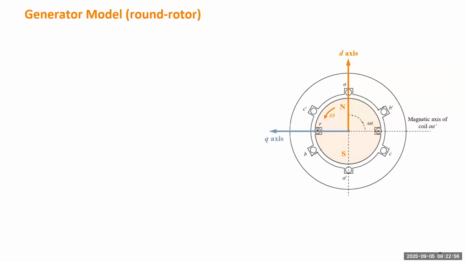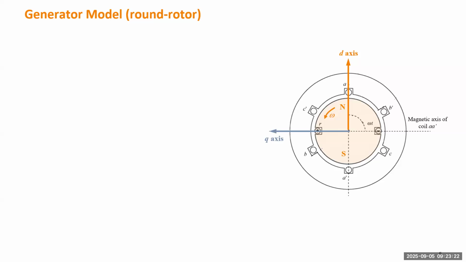Okay, so next we're ready to model the generator, and we start from a round rotor generator because it is simpler. It has fewer poles and they have a better symmetry. Later, when we finish this modeling, we can move to the cylindrical rotor generator. Okay, so we have this picture.